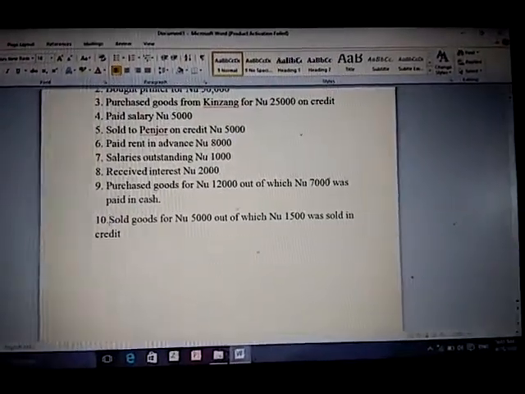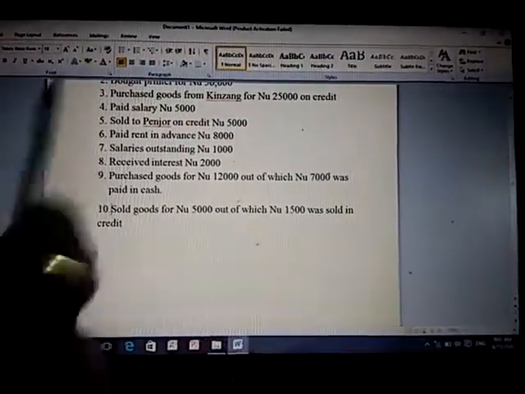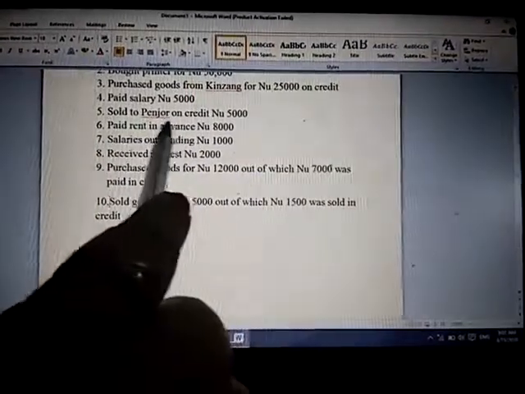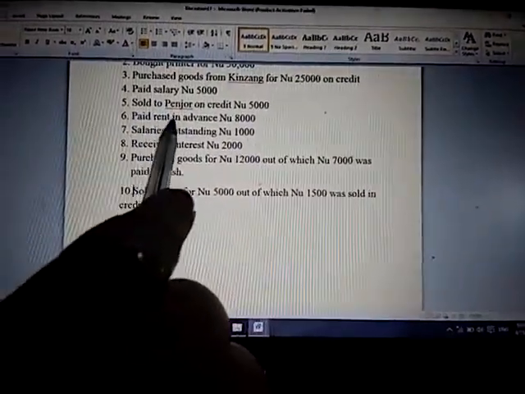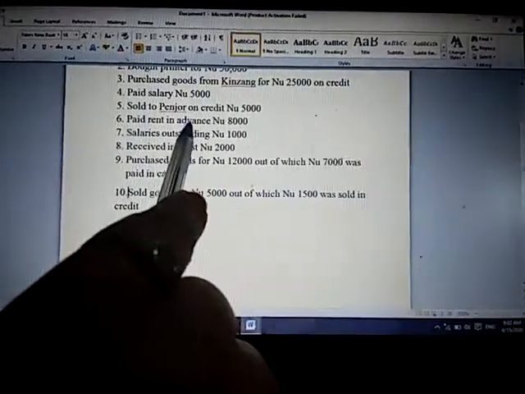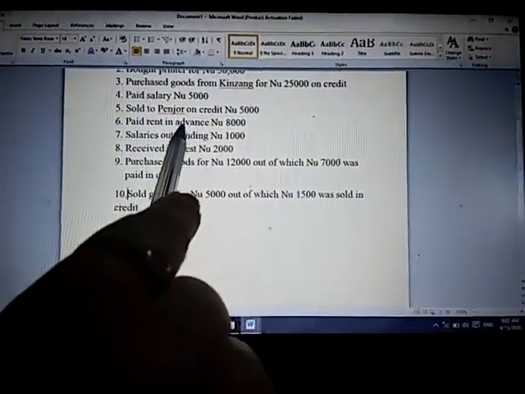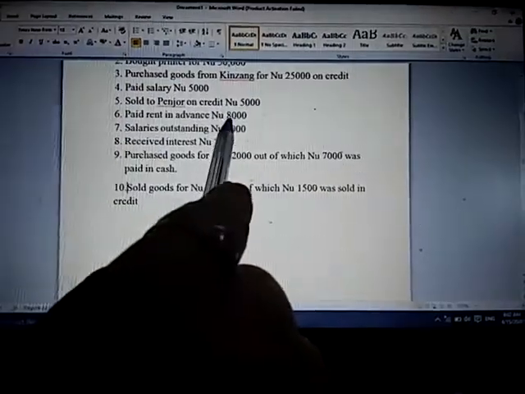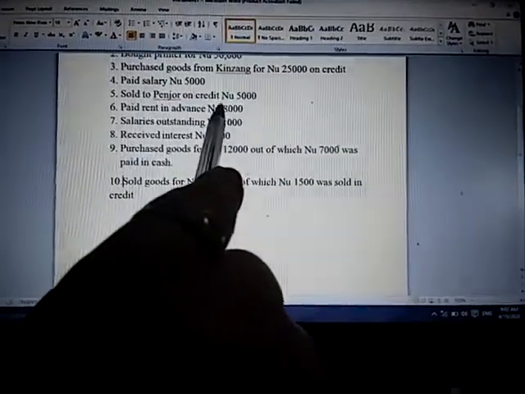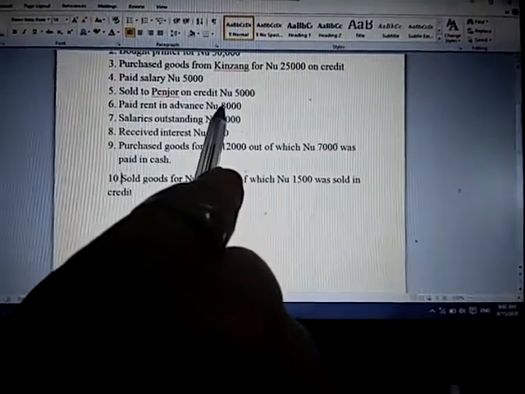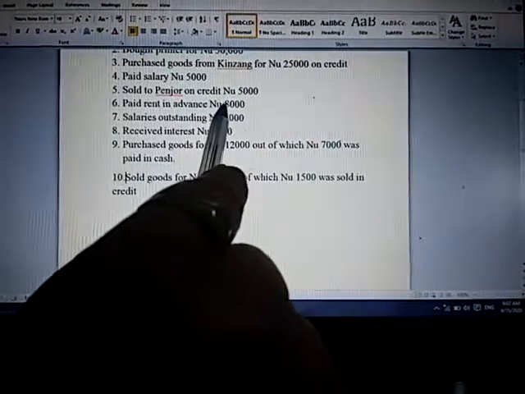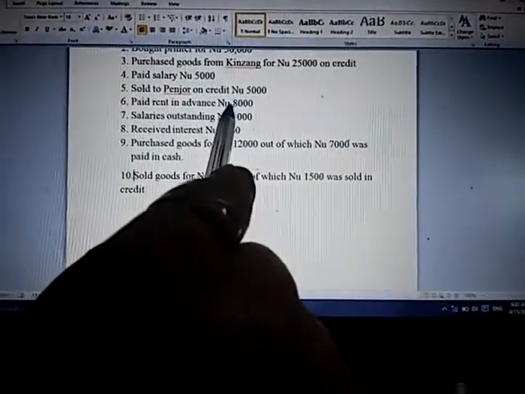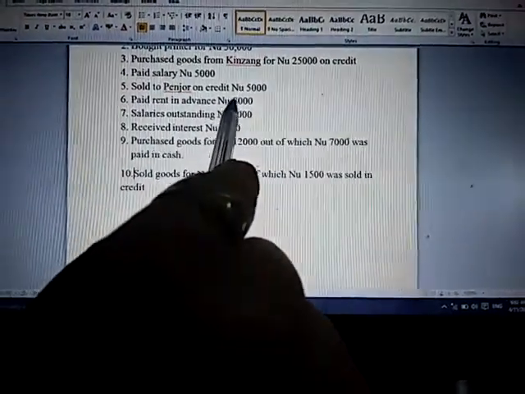Now we are going to see question number 6. Paid rent in advance. So whenever you pay rent in advance, it is known as prepaid expenses. You pay this amount from the cash. Remember that you pay from the cash, and in the asset side only you have to write one additional item, that is prepaid expenses. Now I'll tell you how to put this accounting equation in the formula.